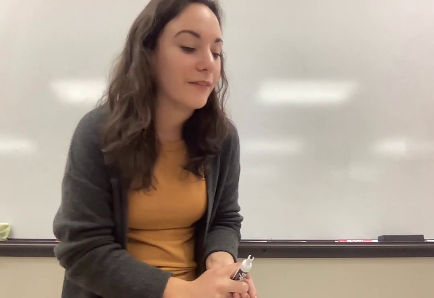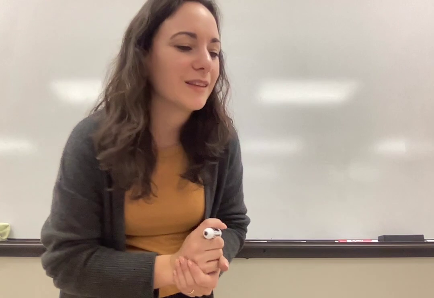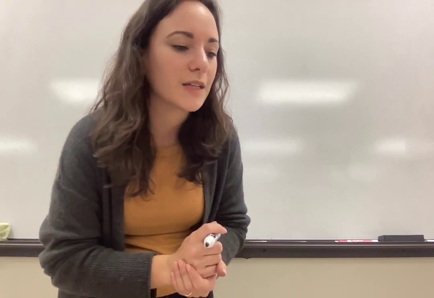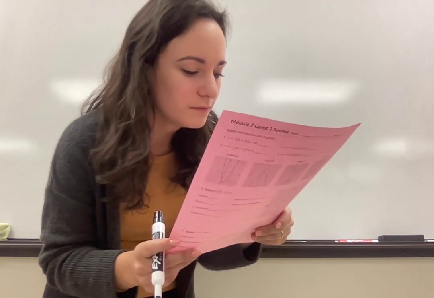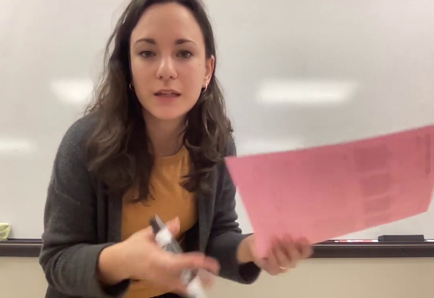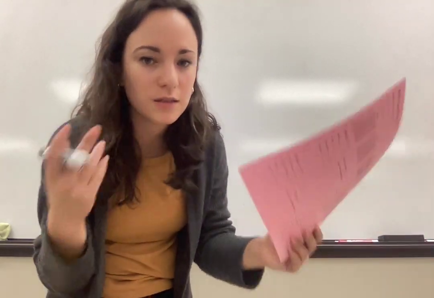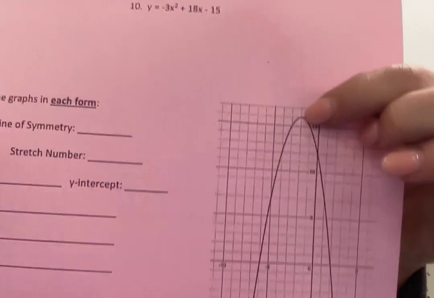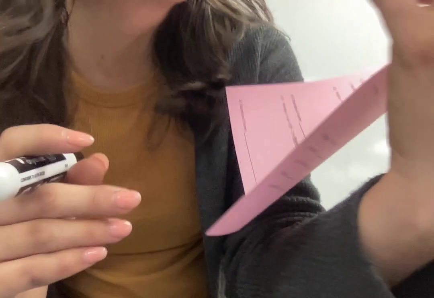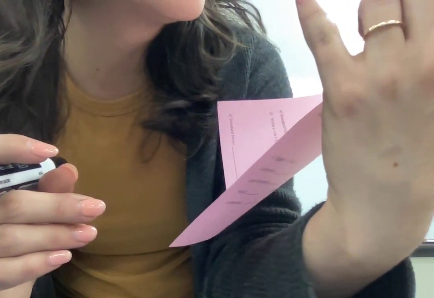All right, number 11. Took us long enough to get here. Write the equation of the graphs in each form. Vertex, line of symmetry, facing, stretch number. Okay, you can't see my graph. I'm gonna start with the vertex form. I think that's one of the easier ways to write equations for things, because I can look for my vertex. Oh, look, it's right there at negative 3, 16.